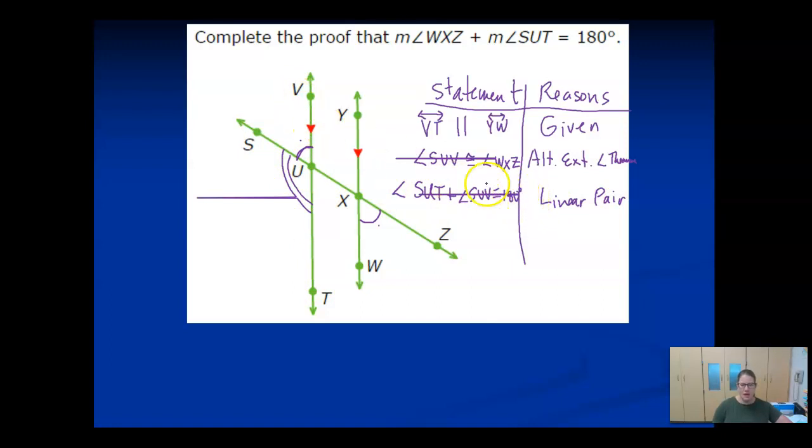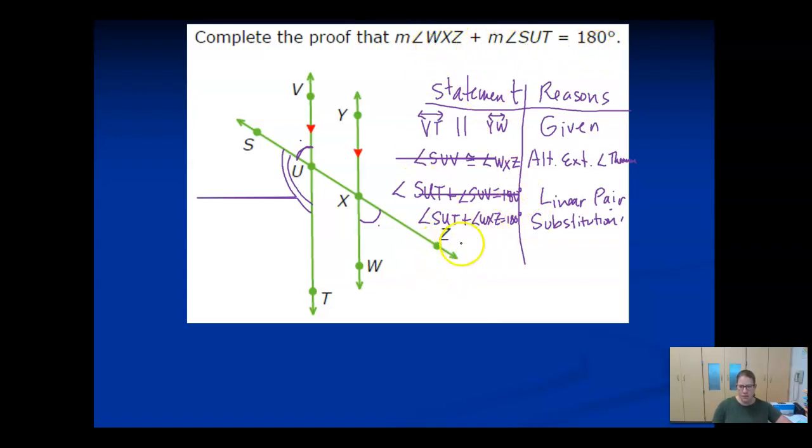So now, because I know SUV is congruent to WXZ, I can go ahead and substitute in for SUV. I can substitute WXZ. So angle SUT plus SUV, right? But I'm going to substitute in WXZ for SUV because they're equal, equals 180. So my reason is because of substitution. Okay, so SUT plus WXZ equals 180. That's what I was trying to prove, right?